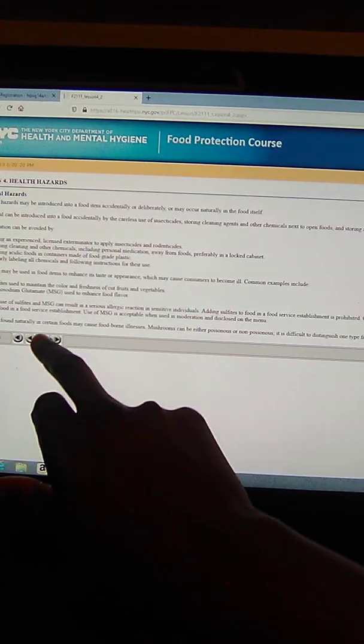Chemicals found naturally in certain foods may cause foodborne illnesses. Mushrooms can be either poisonous or non-poisonous. It is difficult to distinguish one type from the other. To be sure mushrooms are not poisonous, they must be purchased from a reliable commercial source. Okay, next.